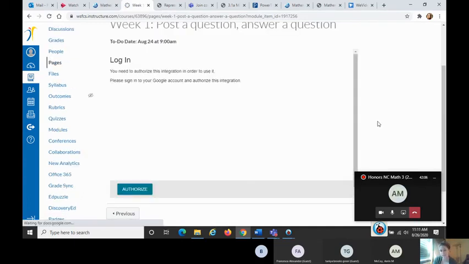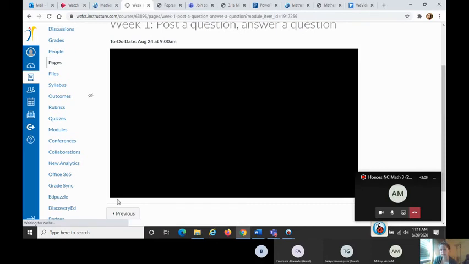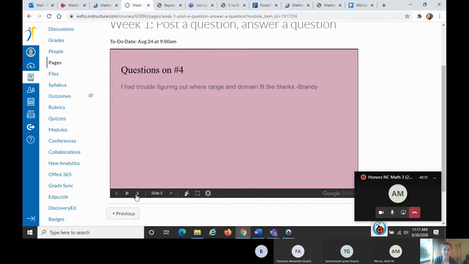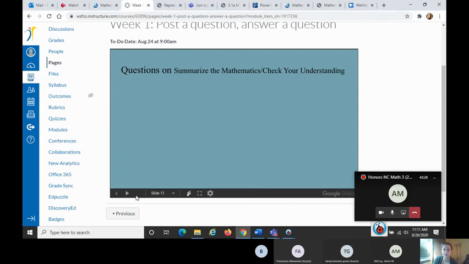And the Google slide is embedded in here. So let's see, did anybody write anything? Oh, look, Brandy wrote, I had trouble figuring out the range and domain, where they fit in the blanks. Great, so somebody could try to answer that question, going back to what we talked about today. And then the rest of them are here.